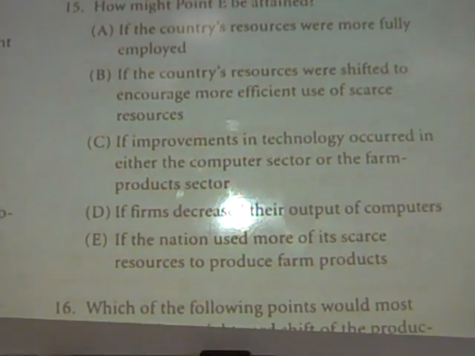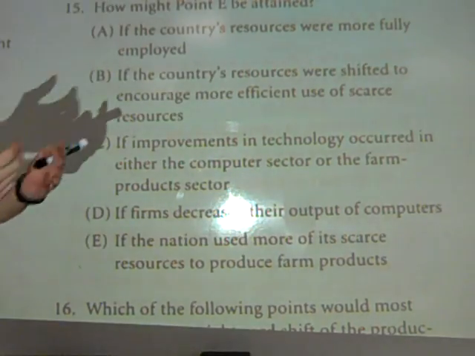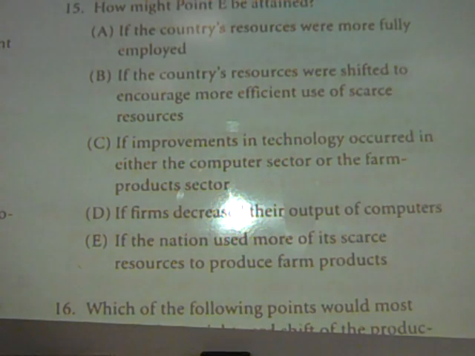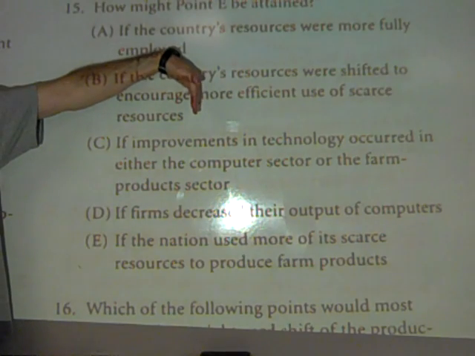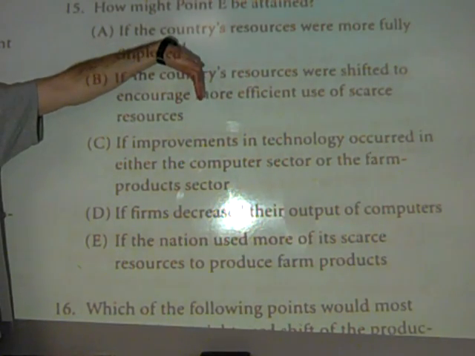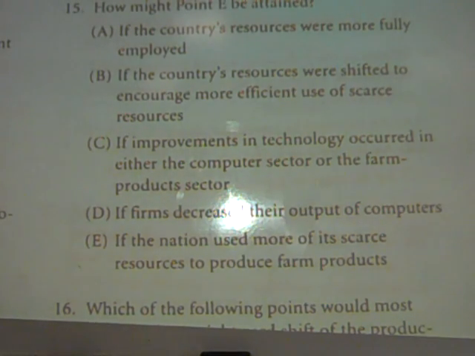How can we get E? Oh, what if we put all of our resources to work? We turned our machines on and we started to use our unused land. Would that help us move out? No, because all those unused resources, the PPC knows about them. It shows the possibility that we could use them. We're just operating inside if we have unused resources. Unused resources is another way to say unemployment.